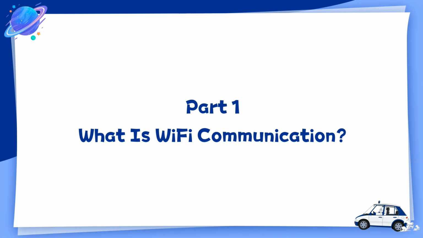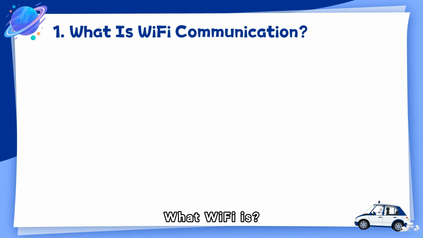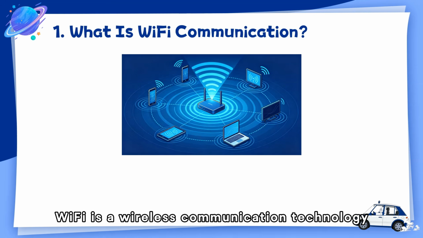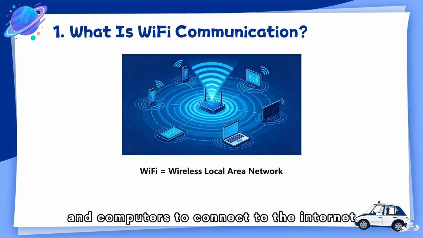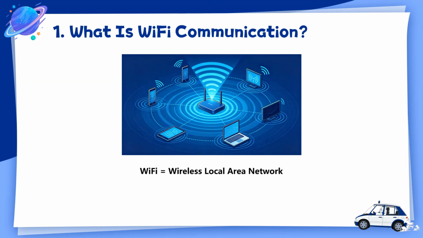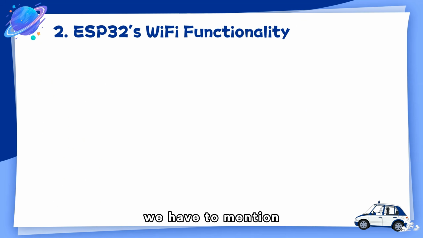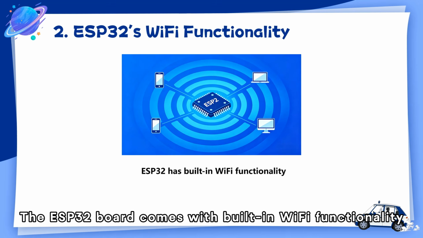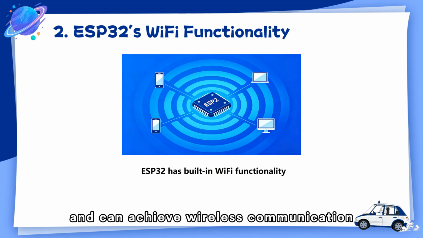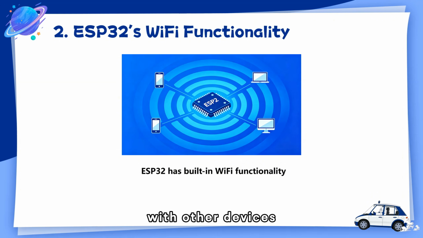Part 1. What is Wi-Fi communication? Wi-Fi is a wireless communication technology that allows devices like phones, tablets, and computers to connect to the internet without using network cables. Speaking of Wi-Fi, we have to mention one of the powerful features of the ESP32. The ESP32 board comes with built-in Wi-Fi functionality and can achieve wireless communication with other devices.